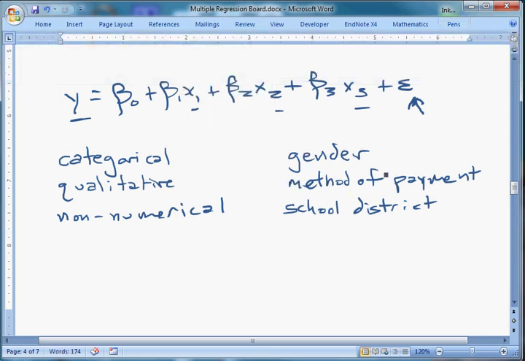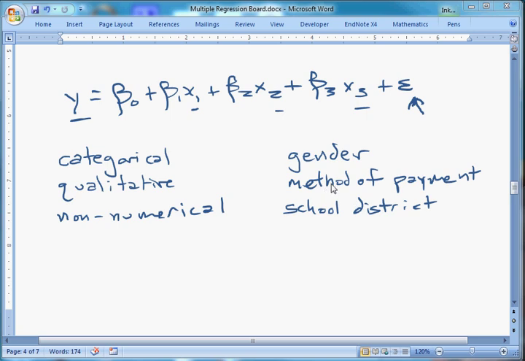Now, in some of these cases, you might be able to proxy for it, right? So with school district, maybe what you care about is school quality, so you try to include a numerical variable like test scores, right? SAT scores in the high school, or the percentage of students who attain the standards locally.